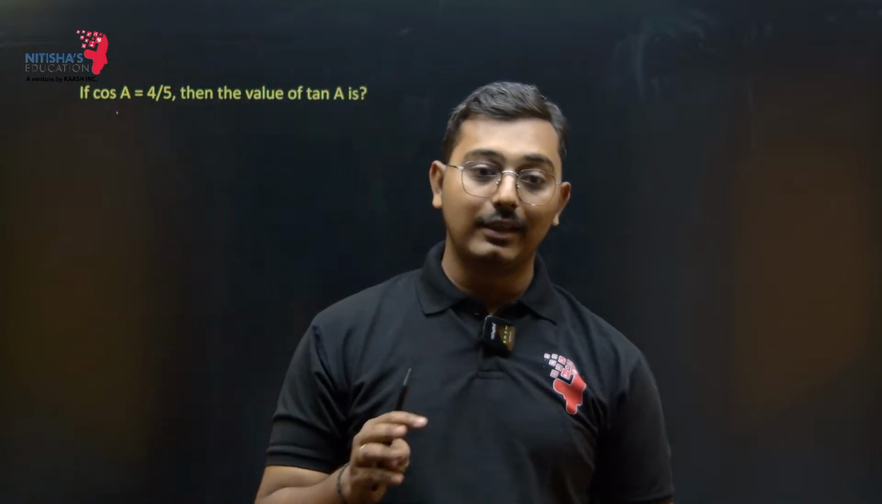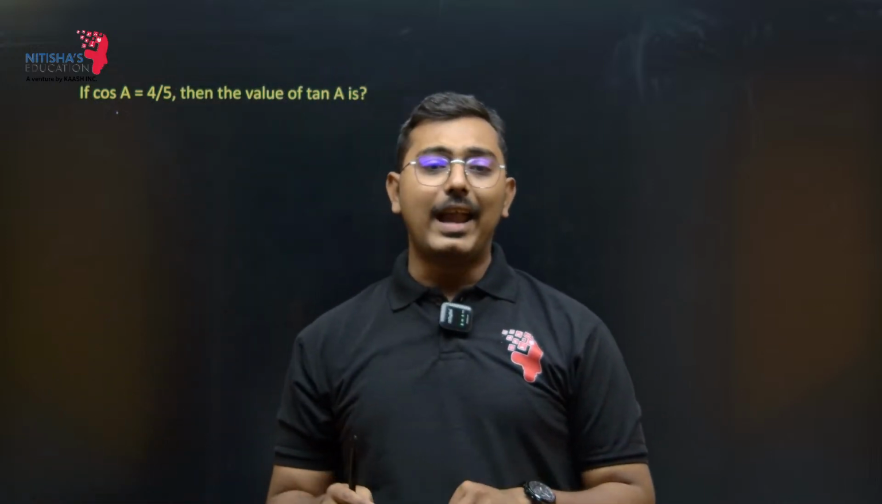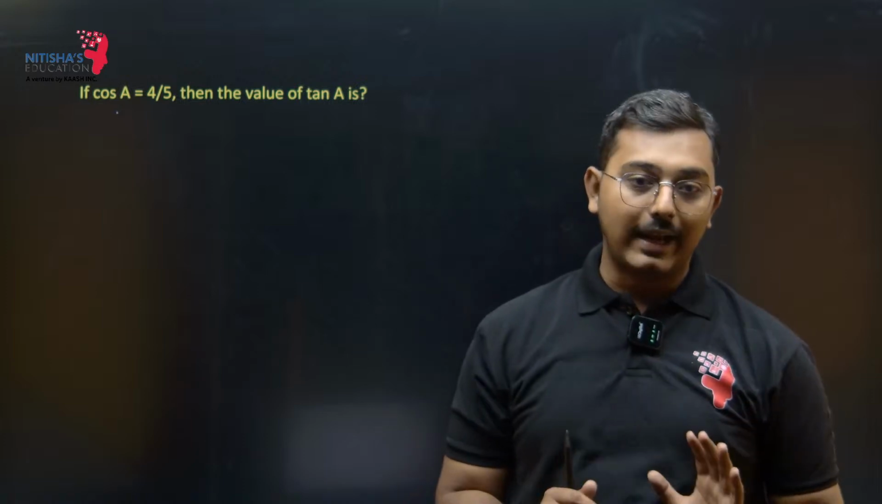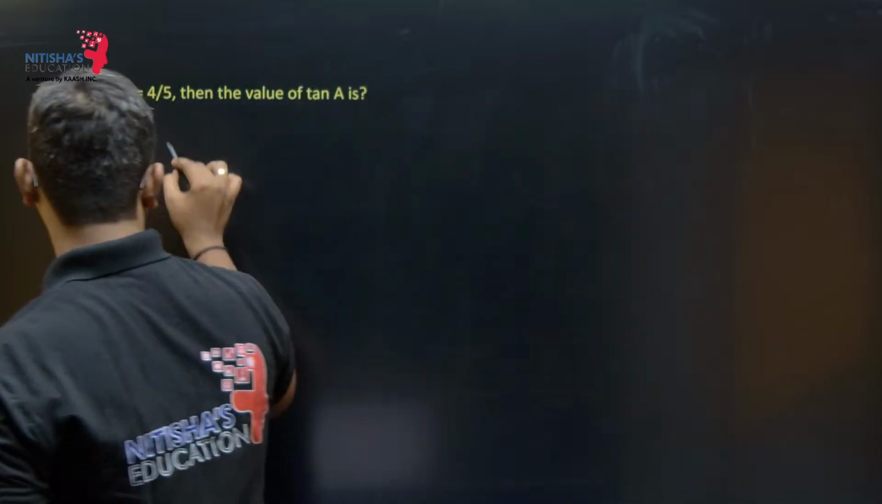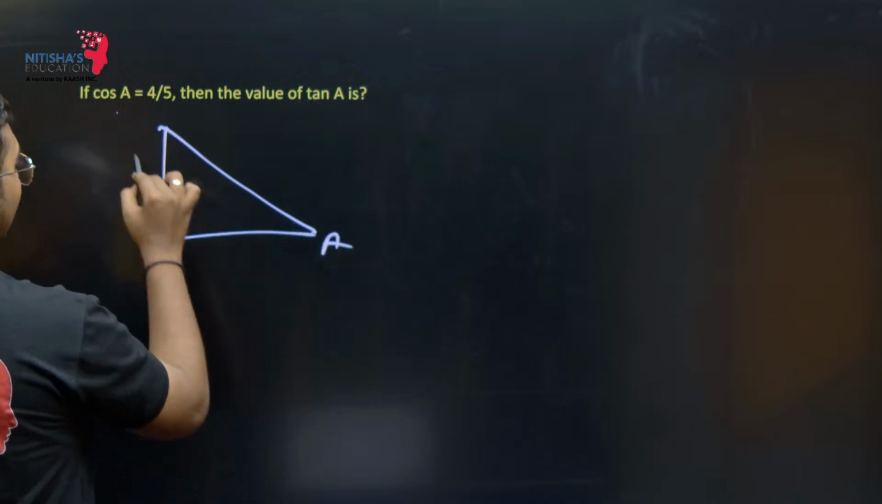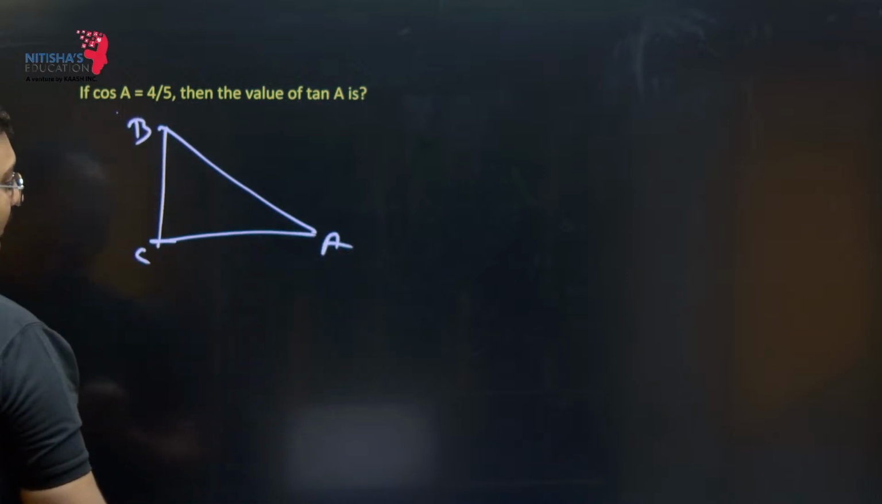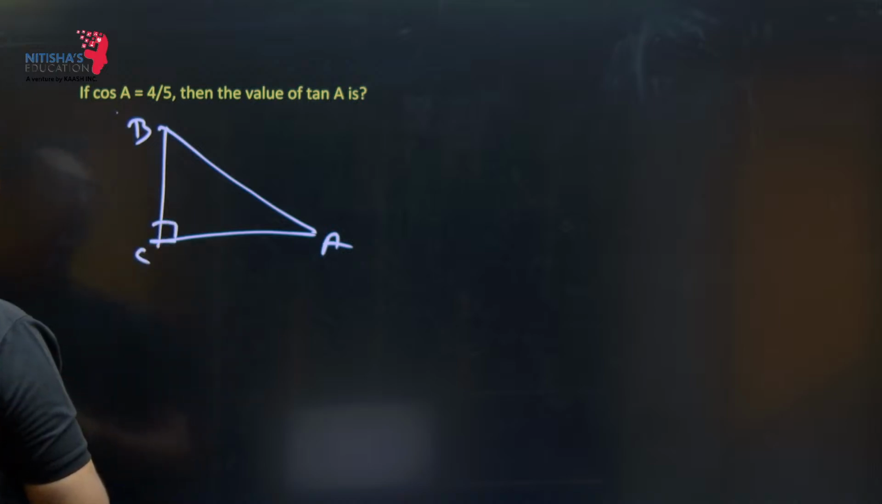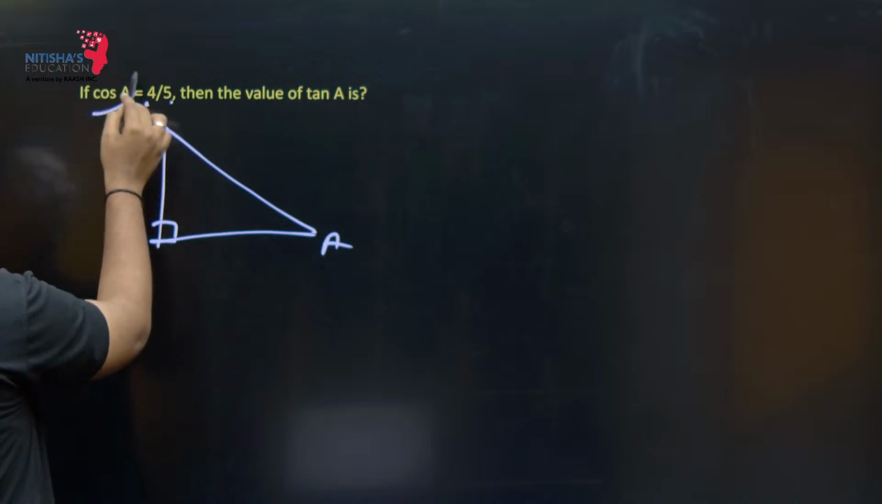With the help of Pythagoras theorem, you will be able to find any one of the missing sides. Okay. So let's first of all draw a triangle. Name it as A, B and C. This is 90 degrees. 4 by 5. Now it is cos A.